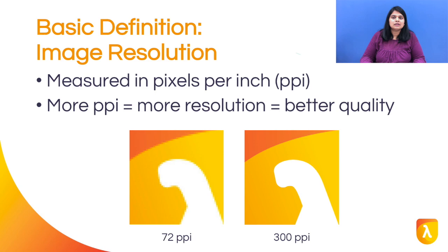For example, these are two images of the LambdaU logo at 72 ppi and 300 ppi. We can see more detail in the 300 ppi image compared to the 72 ppi image. The 300 ppi image has more detail because it is composed of more pixels than the 72 ppi image.